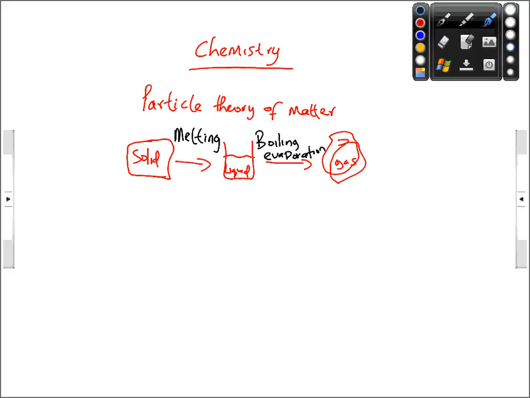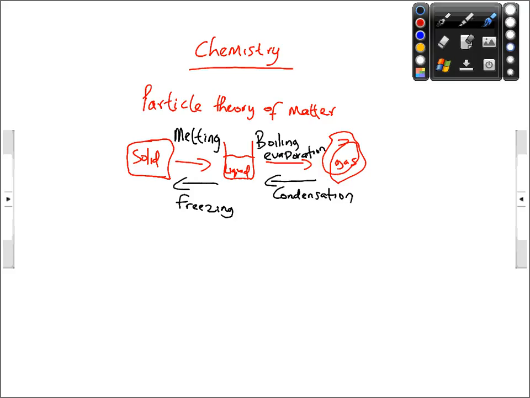And the other way around, we can have it coming back. When the gas changes to liquid, we say condensation. And when the liquid converts to solid, we say it freezes. This is freezing. So you must be able to know these things well. Know when solid changes to liquid, it melts.